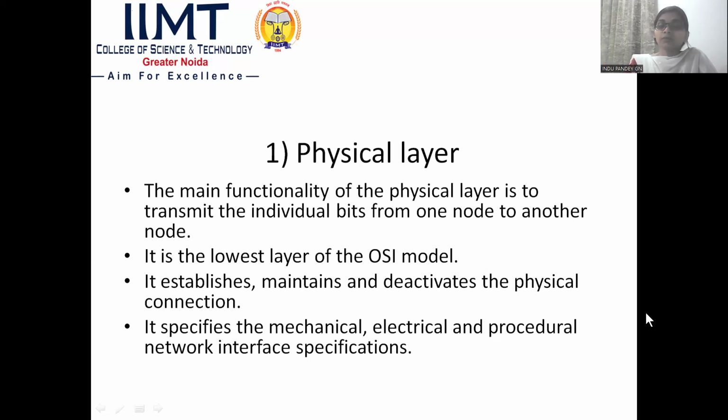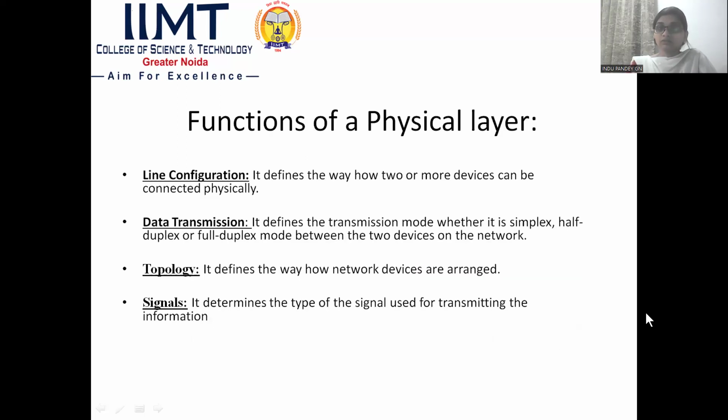It establishes, maintains, and deactivates the physical connection. It specifies mechanical, electrical, and procedural network interface specifications. So these are the functionalities of the physical layer.